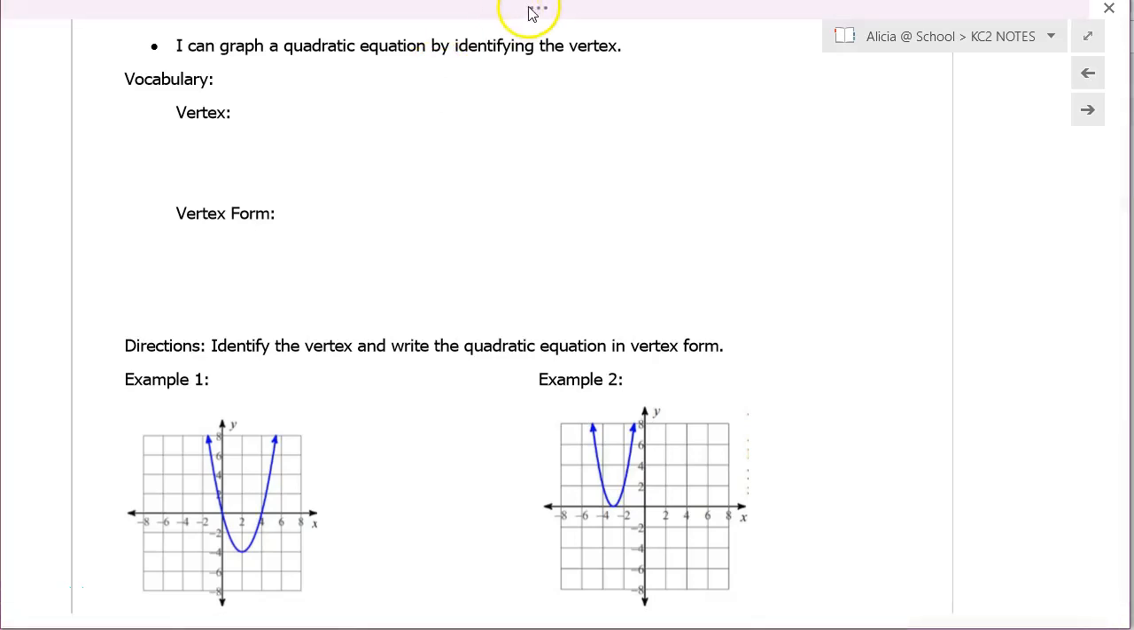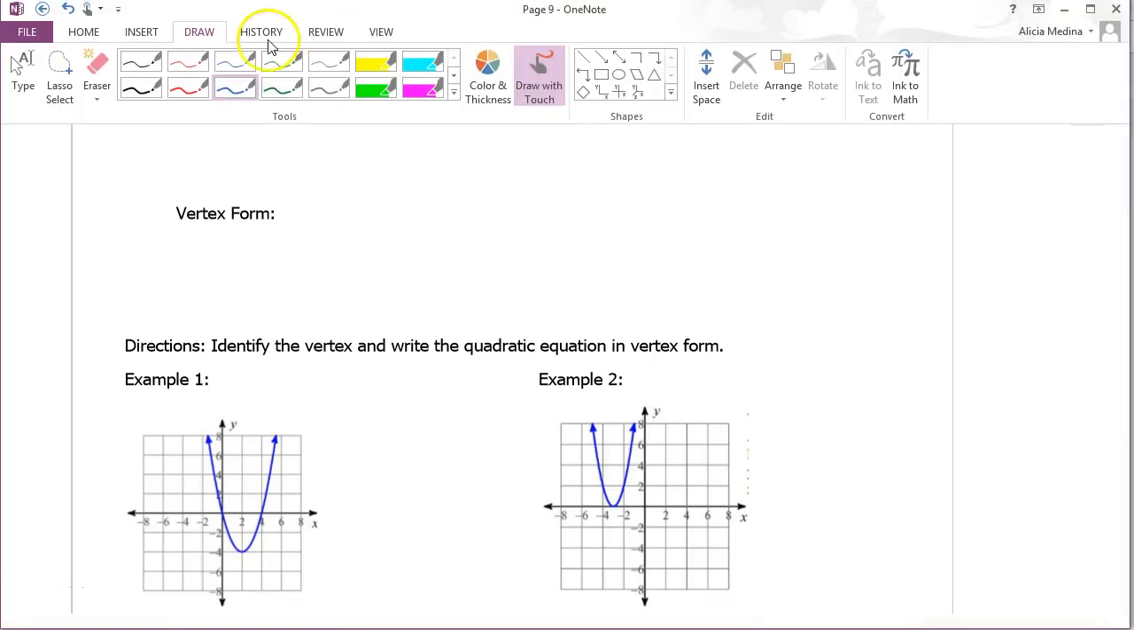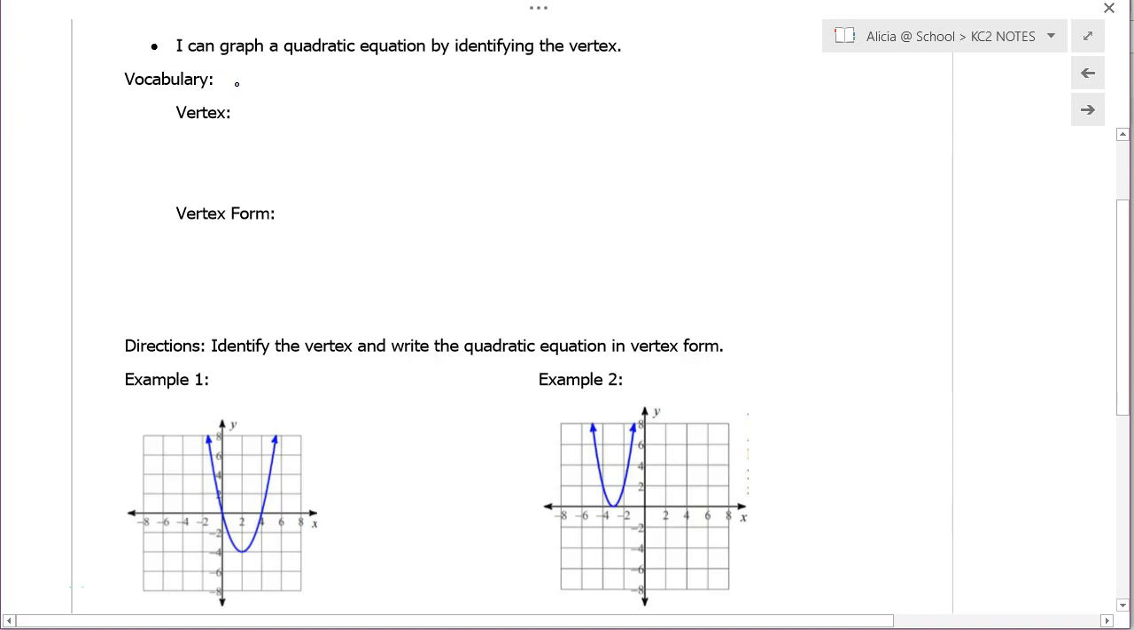Guys, in this video we're going to be doing 2A.2. Our Math 3 learning objective here is I can graph a quadratic equation by identifying the vertex. The first question is, well, what is a vertex?